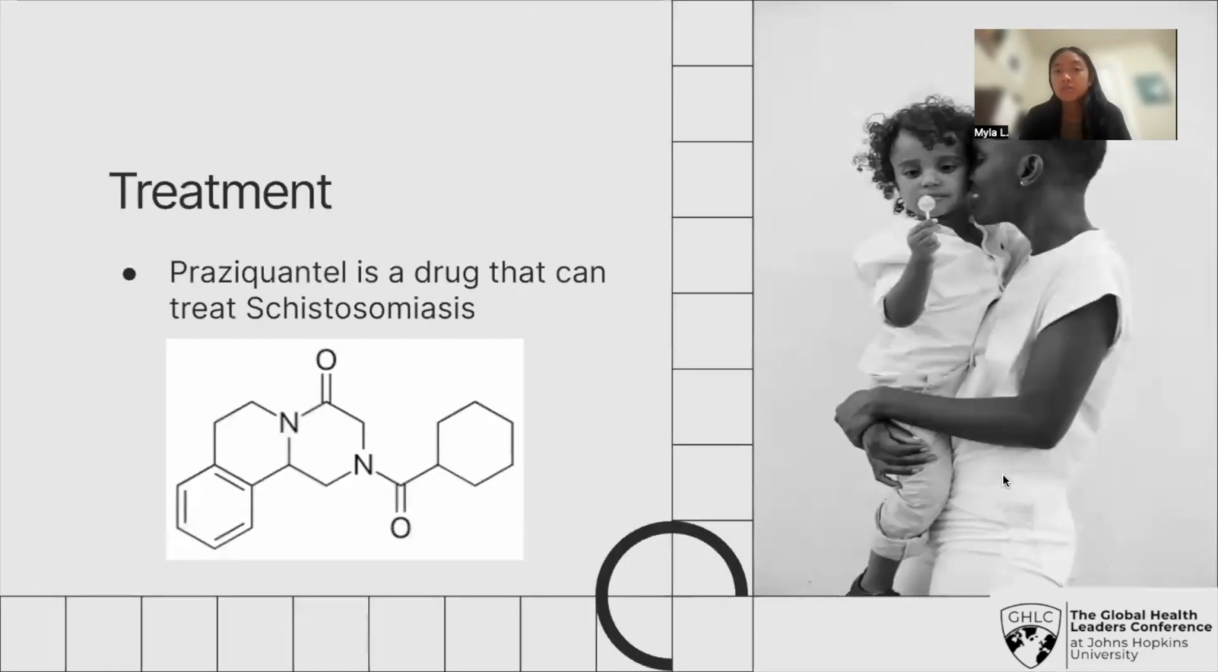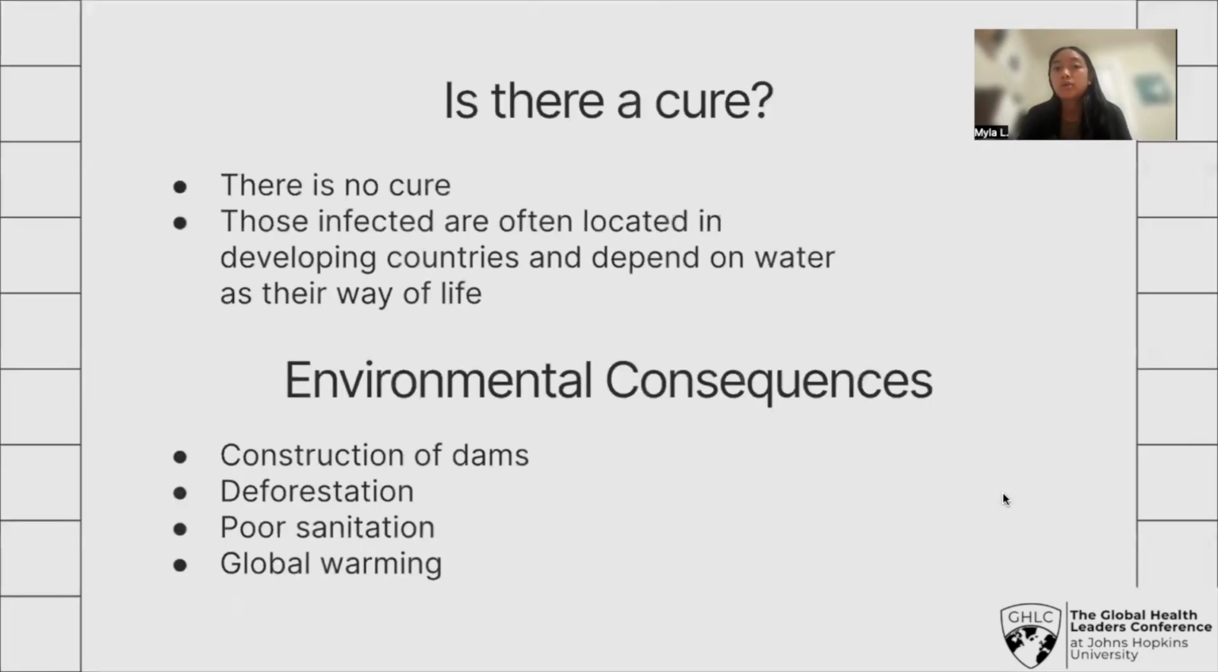There is a treatment for schisto, which is praziquantel, that is proven to be a very effective drug. However, there is unfortunately not a cure for schistosomiasis. Those infected by schisto are usually located in developing countries and depend on water as their way of life. That means that even if they are treated with praziquantel, once they re-enter the water because of bathing or cooking or other purposes, they can become reinfected with schisto. Thus, researchers are on the path to developing a vaccination, and there are efforts working on vaccine development for schisto.